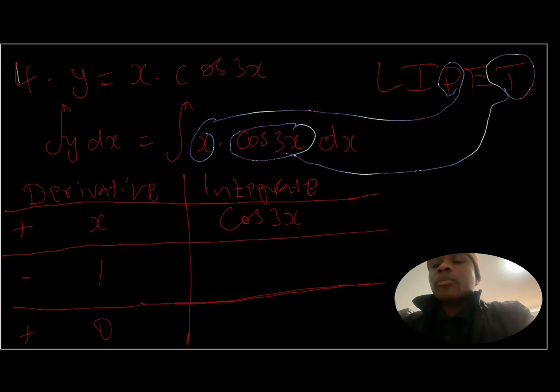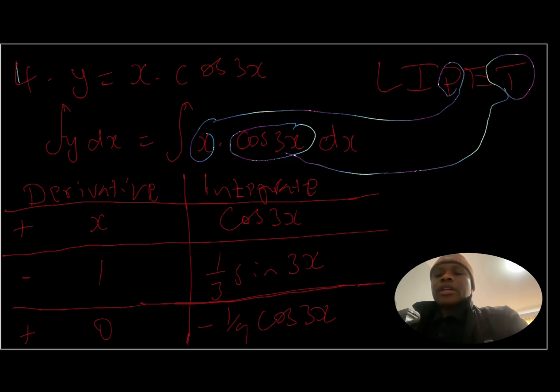We'll have a positive 1 over 3 sin 3x, and then lastly a negative 1/9 cos 3x. Now we have matched the rows.